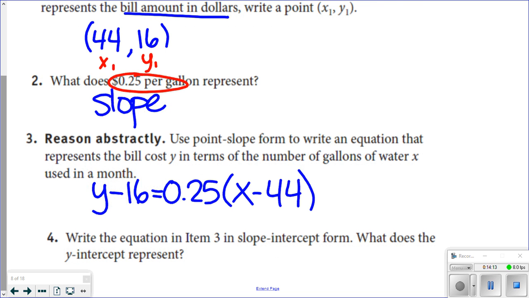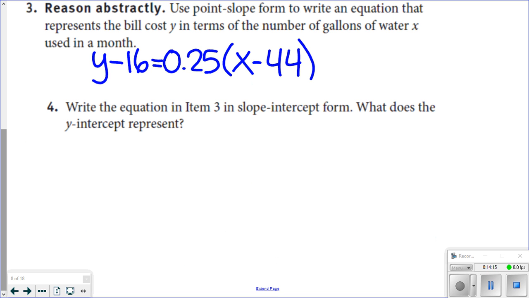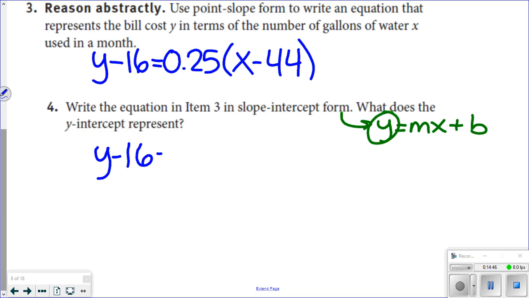I'm going to help walk you through question 4 because it wants us to write the equation above from question 3 in slope-intercept form. Remember, slope-intercept form is y equals mx plus b. So what's alone on the left-hand side? What's the very first variable that I wrote down? Y. So we want to get y all by itself. Okay? So we're going to do a few steps here in order to accomplish that.